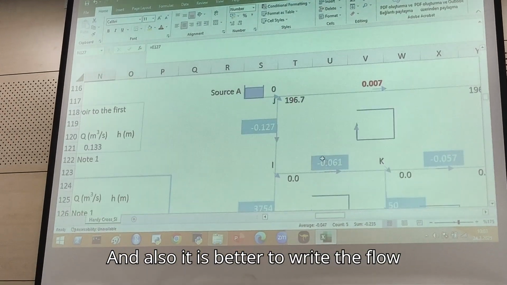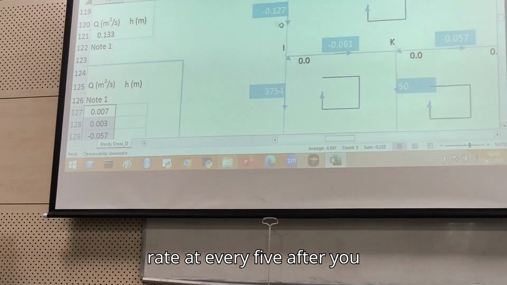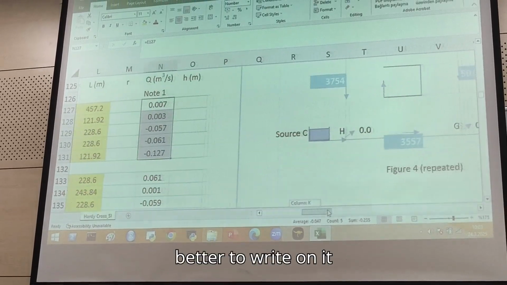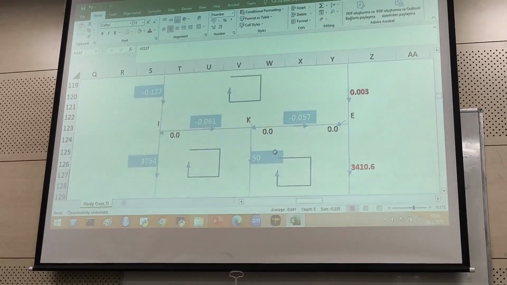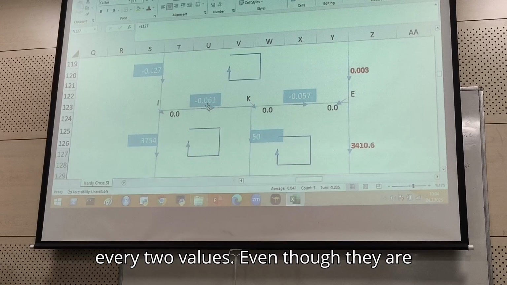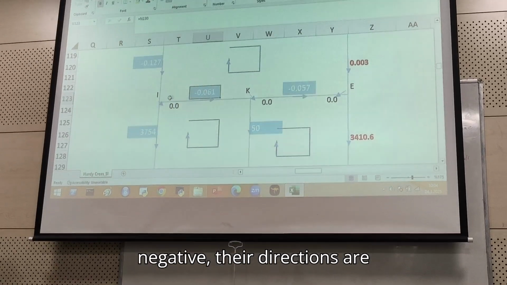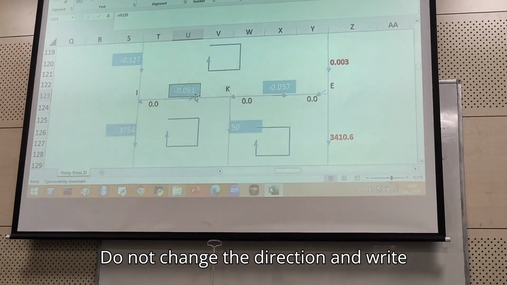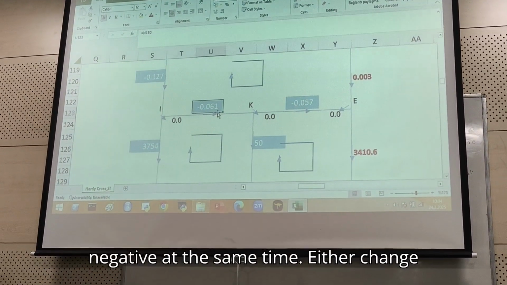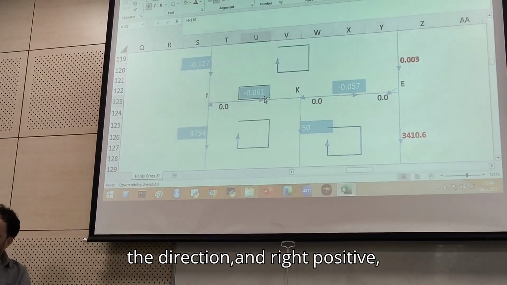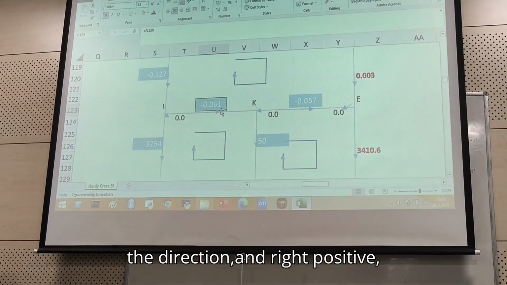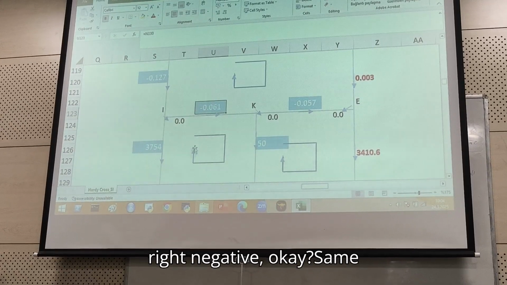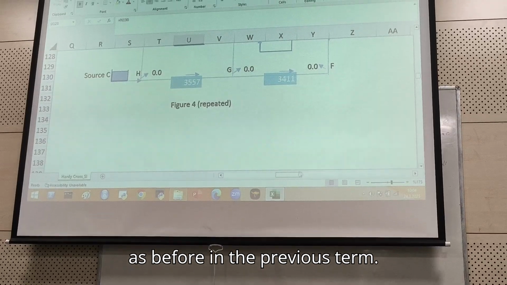And also, it is better to write the flow rates at every step after you calculate these two values. Even though they are negative, their directions are not changed. It is very important. Do not change the direction and write negative at the same time. Either change the direction and write positive, or do not change direction and write negative. Okay? Same as before in the previous term.